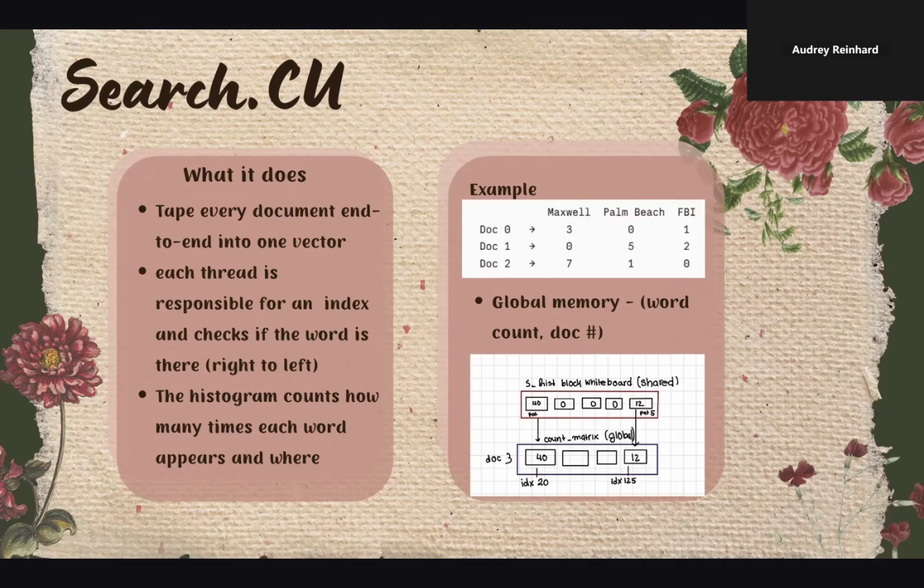As we see to the right in the example, the documents are our rows and our columns are our words. So for example, if we count Maxwell in document 0 3 times, we feed it to that index. In document 2, same idea. Each one counts that, and then once we have that, we can total the amount and send that to global memory. So that global memory would have the word count, and it would also give us a second parameter that gives us the location of where that word count would be.